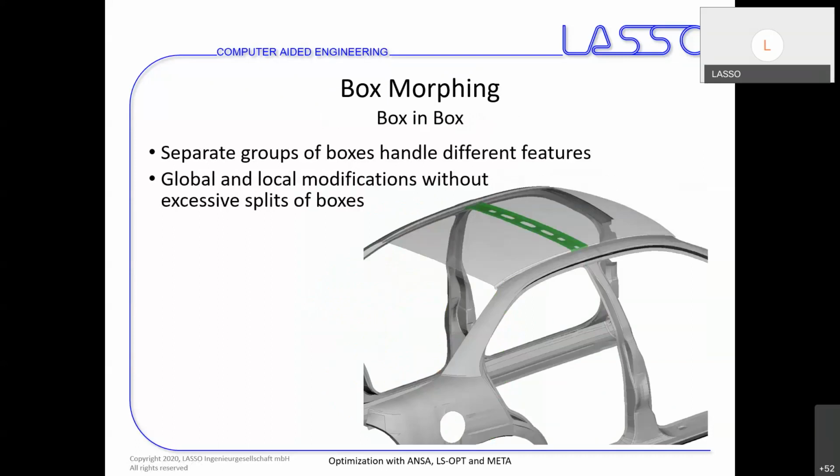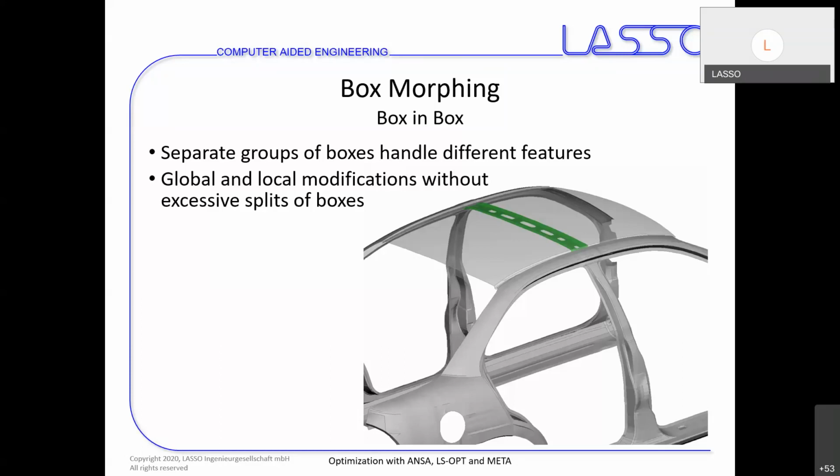Especially if you have several areas that you want to change the shape of, there are different strategies to realize what you want to do. You can create one group of boxes that is split in order to capture all the morphing actions that you want to do, but it is more effective and more robust and safe to have a separate group of boxes for each modification that you want to implement. And then we are at the so-called box-in-box morphing.